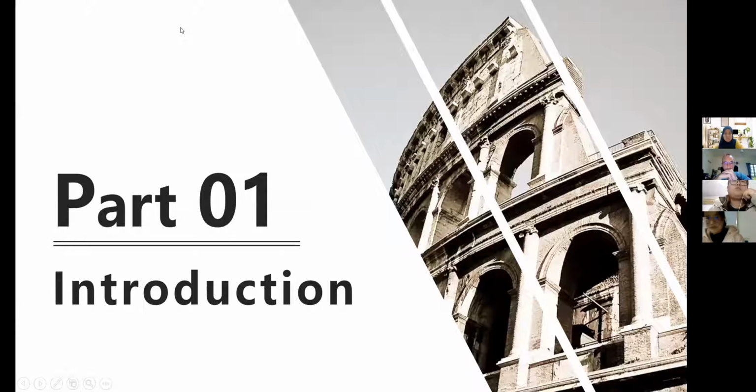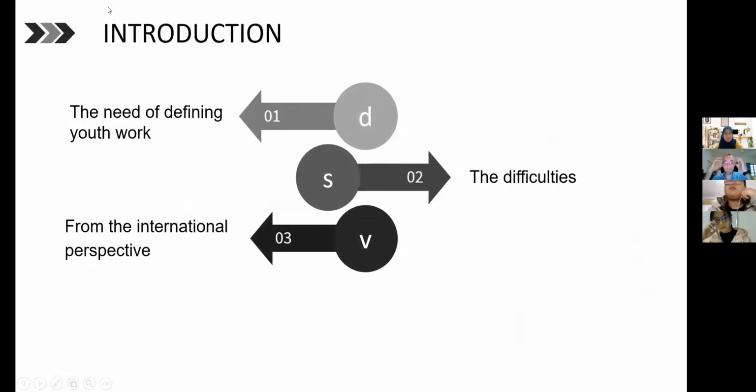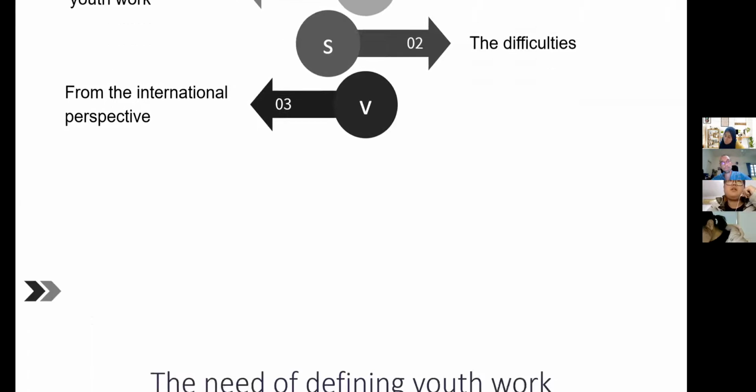And when it comes to the introduction, we can see the need for defining youth work and the difficulties of defining youth work. If we want to see the differences in difficulties intuitively, we must look at it from an international perspective.